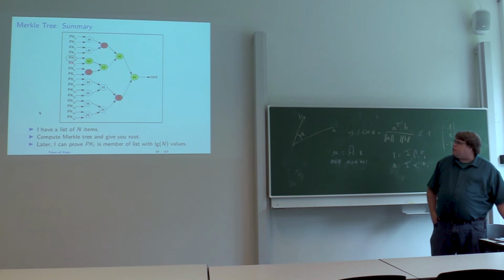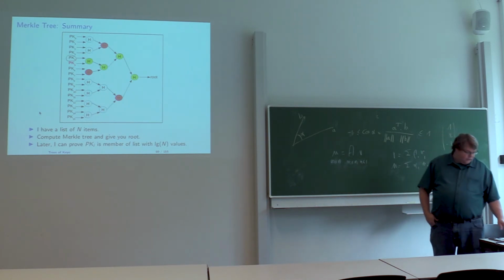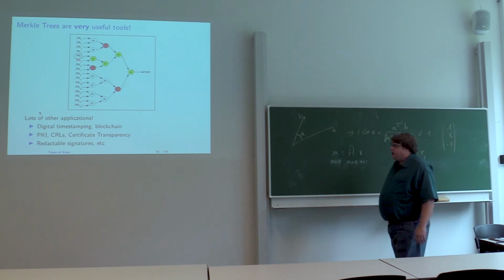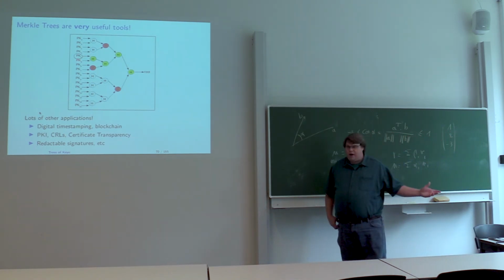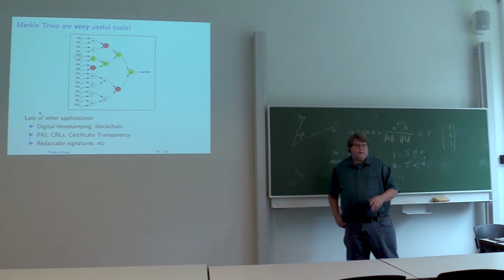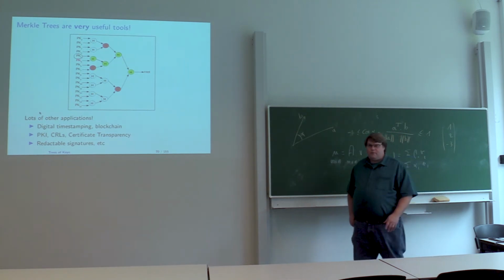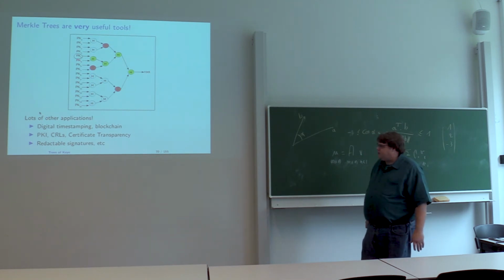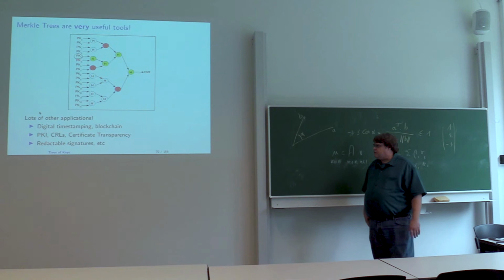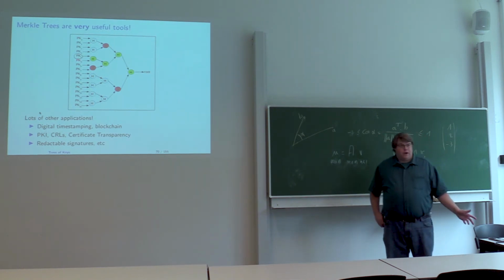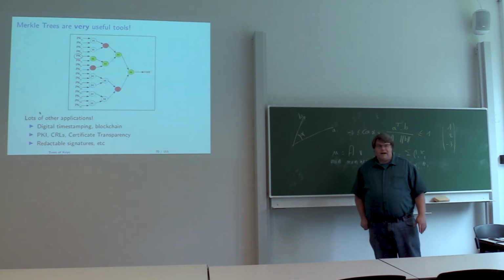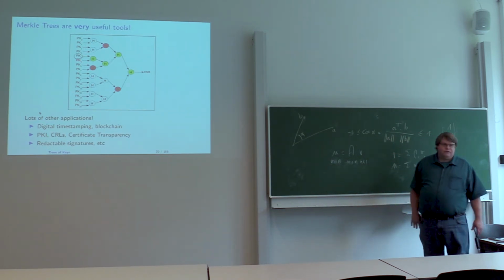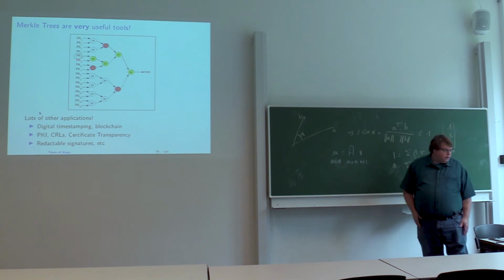So this is basically Merkle trees. Merkle trees are incredibly useful. They get used all over the place in crypto. If you've played around with blockchain at all, they're there. Digital timestamping, which is kind of the prior implementation of that idea without the distributed consensus, uses blockchains. Certificate transparency uses them. Redactable signatures, if you've ever seen those. But you could write like 100 things, right? These are super useful tools that get used everywhere.